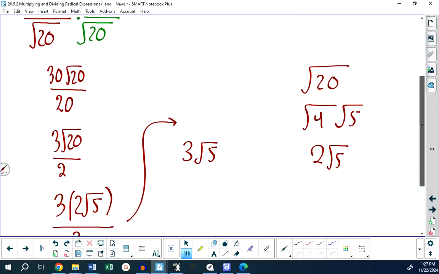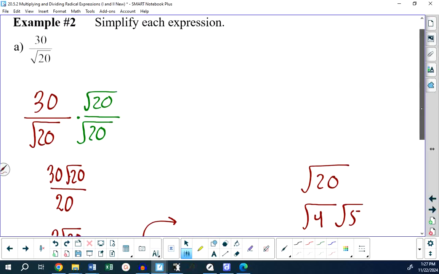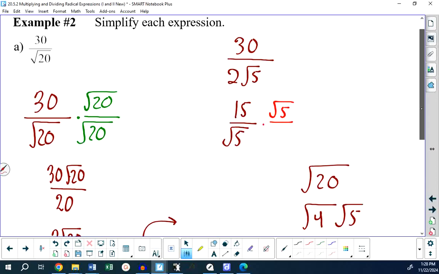Could you have instead said, you know what, I'm going to simplify that root 20 first. So I'm going to write this as 30 over the 2 root 5. Can I simplify 30 over 2? Am I allowed to? Yes, because they're both coefficients. So now I get 15 over root 5. I've got to multiply top and bottom by root 5, giving me 15 root 5 over root 5 times root 5 is 5. Well, 15 over 5 is 3. You're left with 3 root 5.